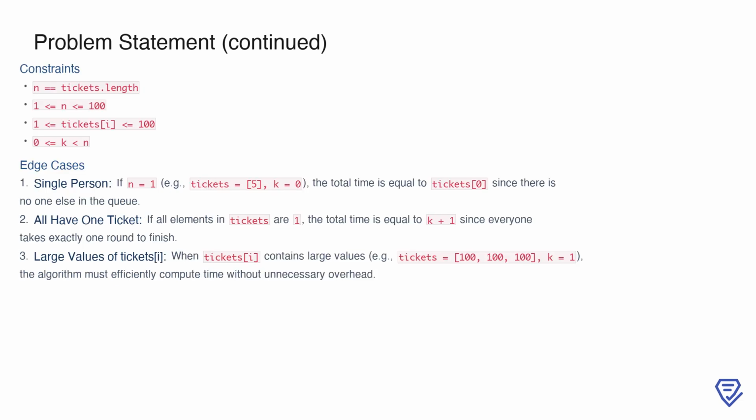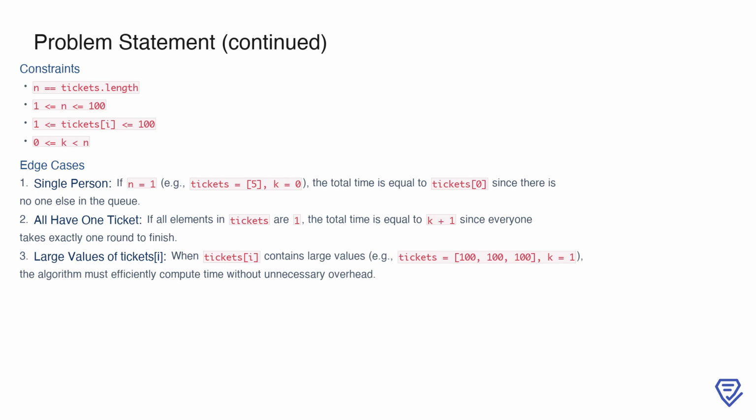Finally, let's review the constraints and edge cases. The length of the tickets array, denoted as n, satisfies 1 <= n <= 100. Each element in the array, representing the number of tickets a person wants, lies between 1 and 100. The target index k is guaranteed to be within the bounds of the array, specifically 0 <= k < n.